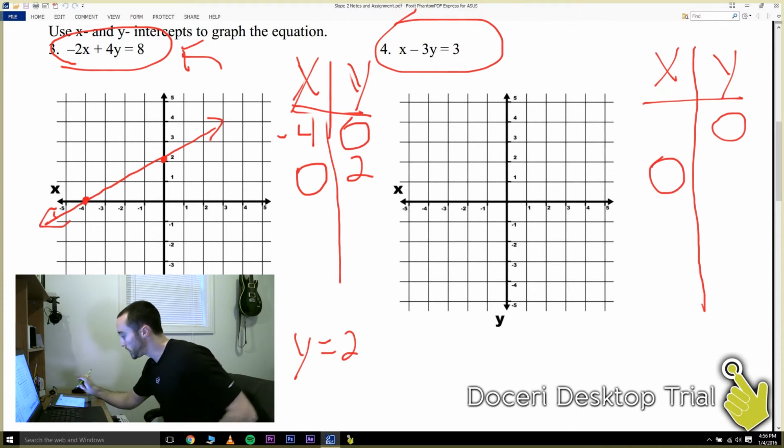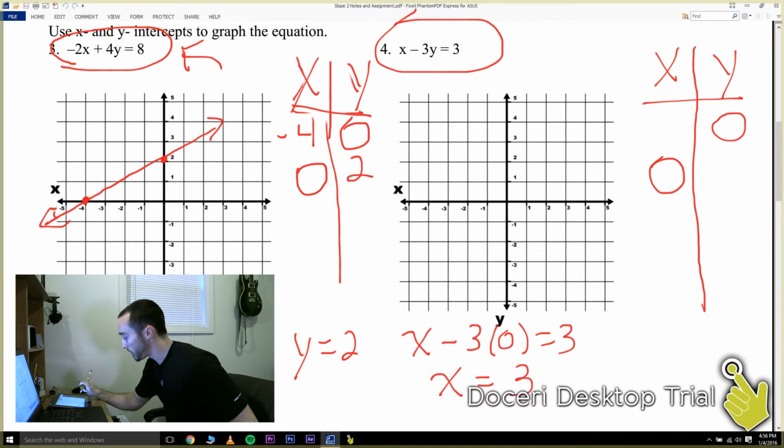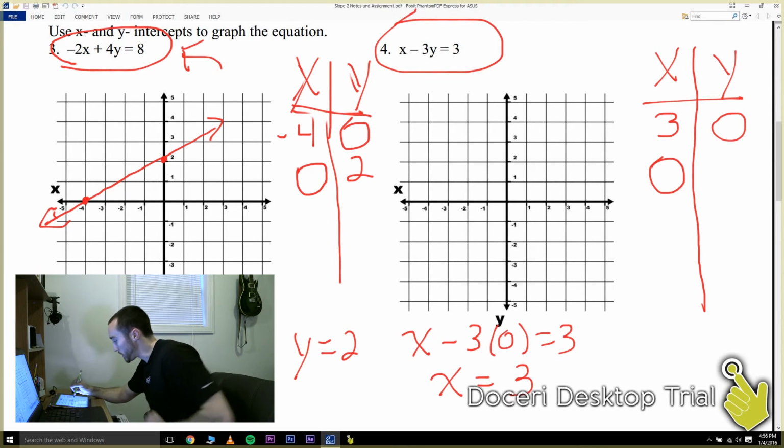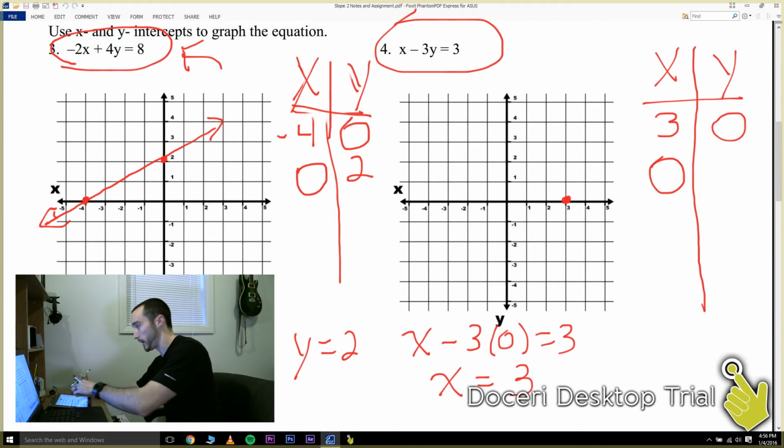So the first time we do this, we're going to make y be 0, and that'll tell me what my x-intercept is. So x minus 3 times 0 equals 3. 3 times 0 is 0, so actually we can hop straight down to x equals 3. That means that when I plugged in a 0 for y, I got a 3 for x, and that means that the x-intercept is right here at 3, 0. So go ahead and put that on your graph while you're thinking of it.